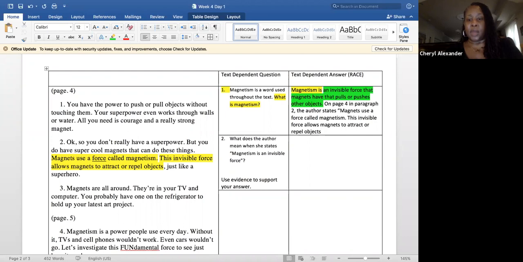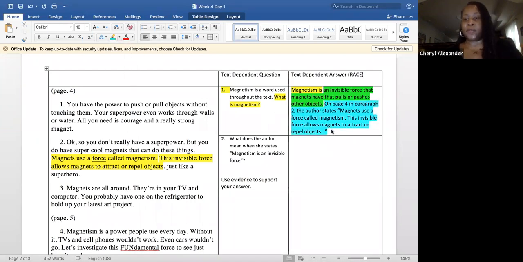Now, the author doesn't end the sentence here. She's got some other words after it. But since we're ending here, we're going to put the continuation marks and then the quotation, letting others know that the author had more to say in this sentence. All right, so there is my evidence. I cited my evidence from the text.